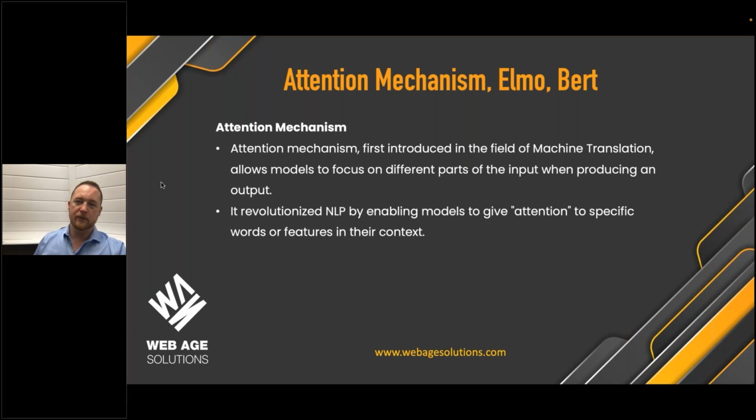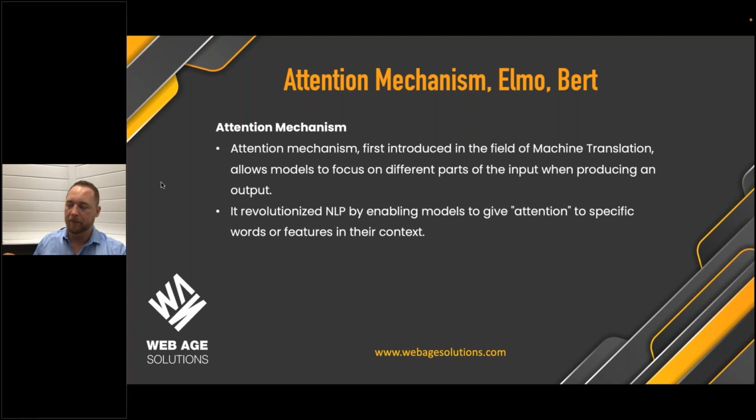Attention was originally introduced in machine translation, and it allows the model to focus on different parts of the input when producing the output. So basically it gives it attention to the context, the words around the word that it's looking at, if it's looking at single words or n-grams or other tokens at a time. And that gives it the context of what it's working with.